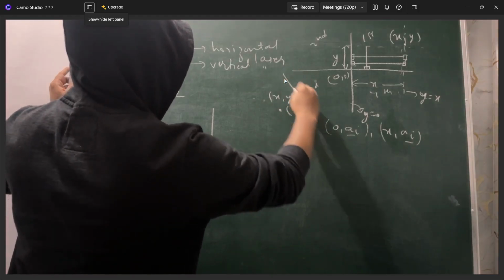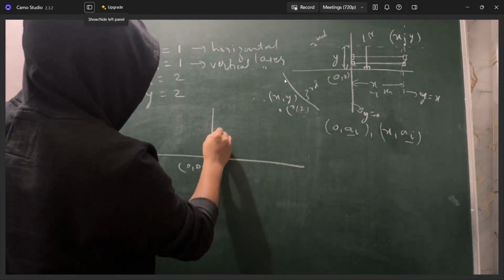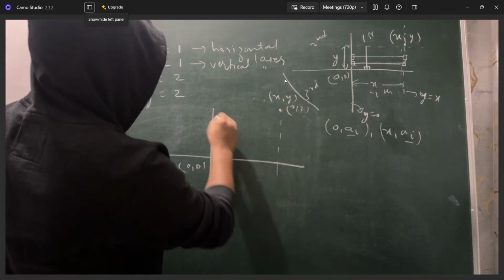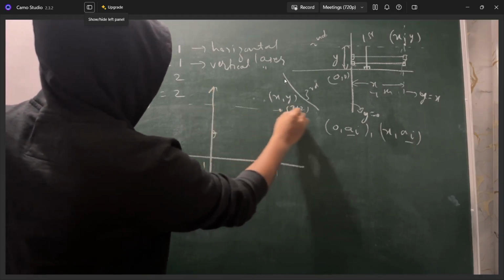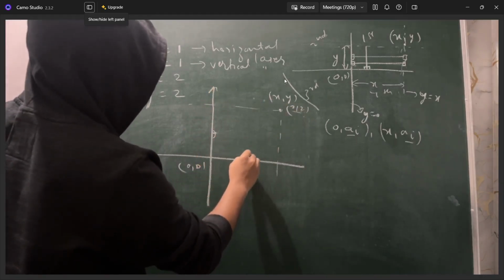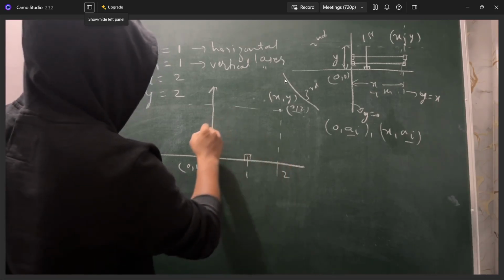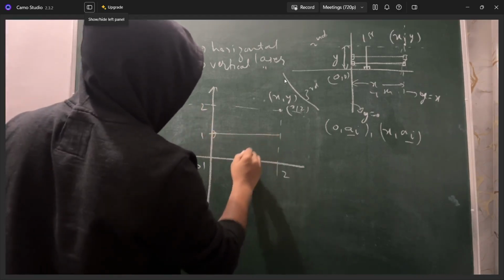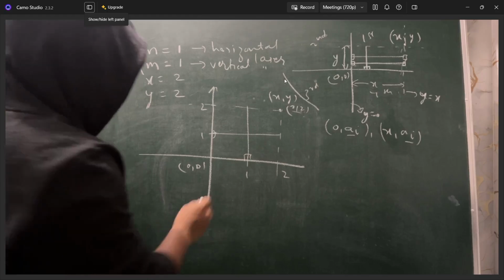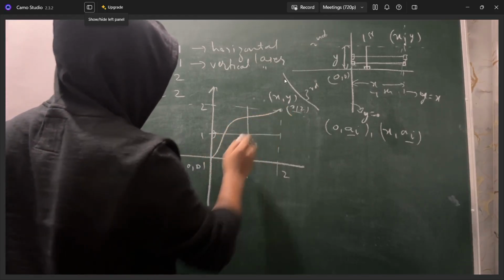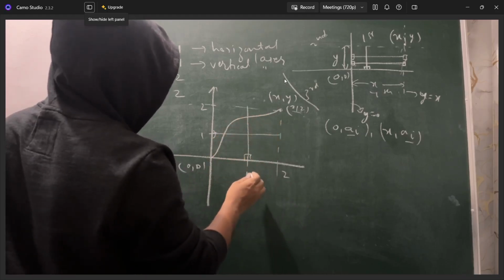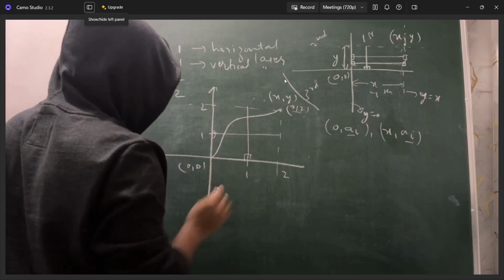This is the point 2 comma 2, and one laser is at this position, one laser is at this position. This is 1, this is 2, this is 1, this is 2. So the lasers are spanning this way. When you try to move from here to here, as you can see, you have crossed two lasers. Since there are two lasers, you will be crossing all the lasers.